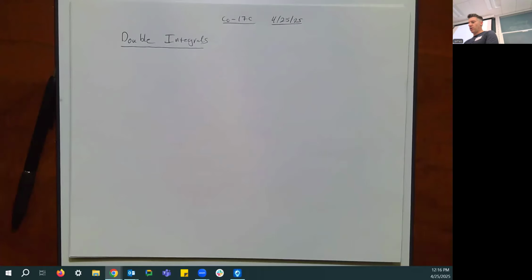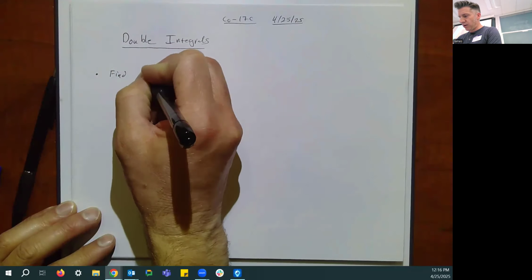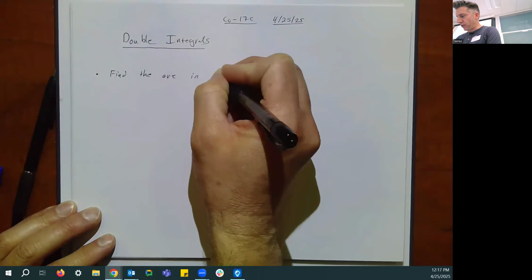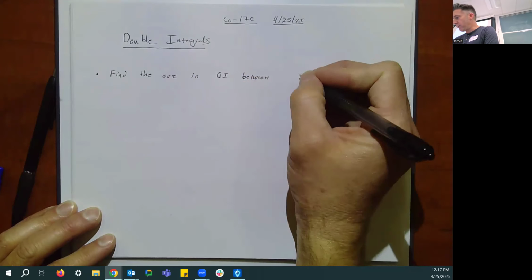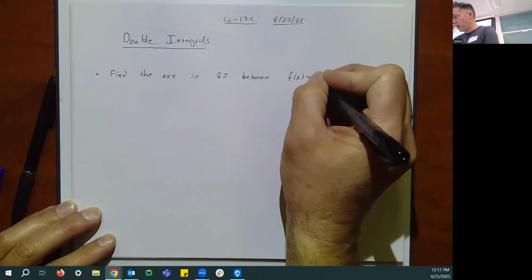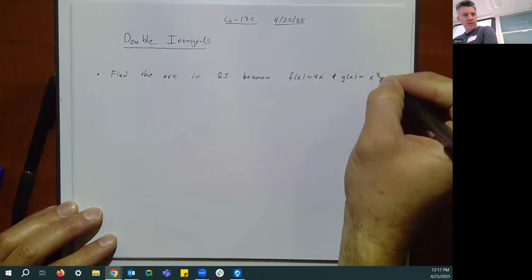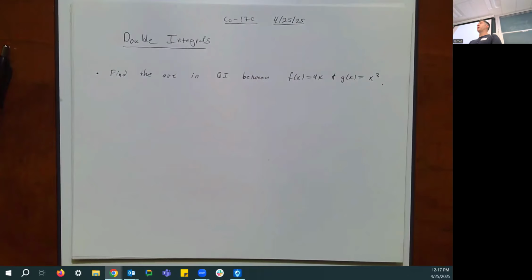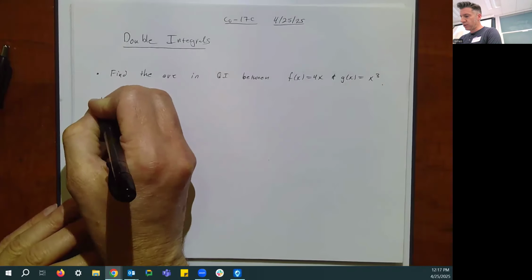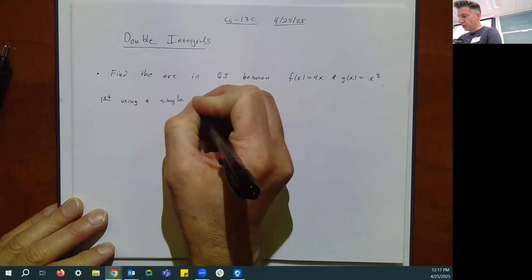Here's what we're going to do first. We're going to start by finding the area in quadrant 1 between the curves f of x equal to 4x and g of x equal to x cubed. And we're first just going to start off by doing it the normal way, what you would think of as the normal way, using a single integral.